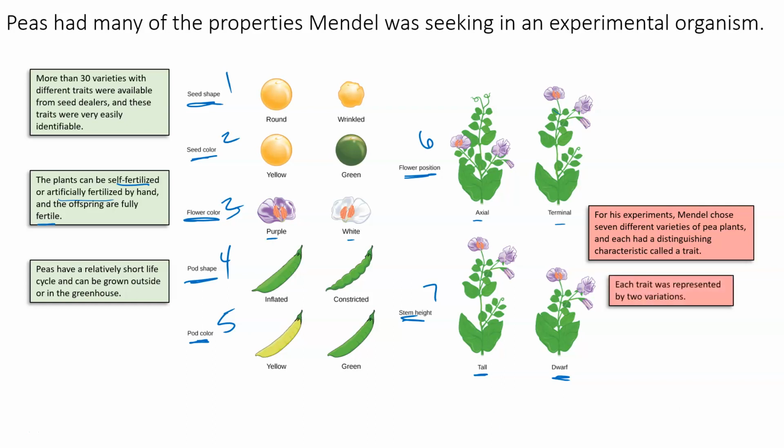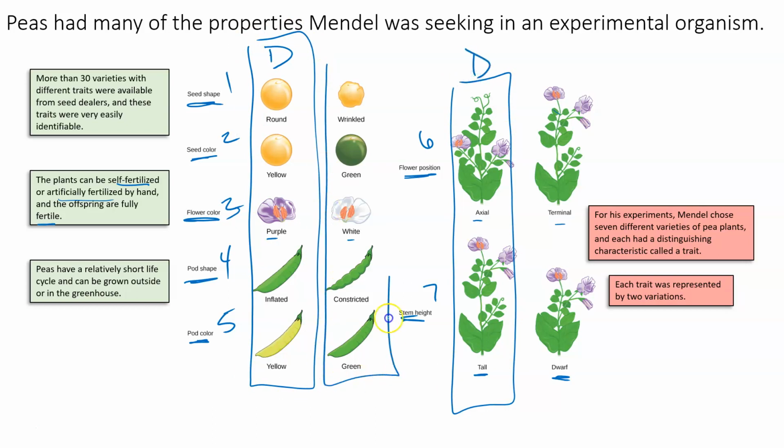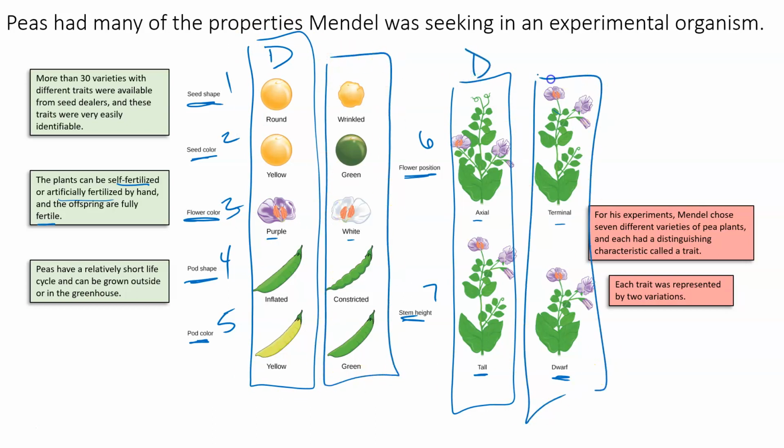Each trait was represented by 2 variations. You can see that there is basically a dominant variation in this particular column, and you have a recessive variation, which can be seen in these columns. So for every variation, like seed shape, there was a dominant trait and a recessive variation.